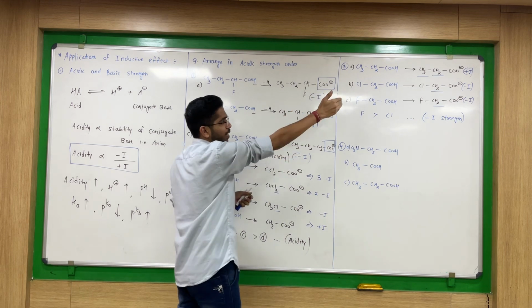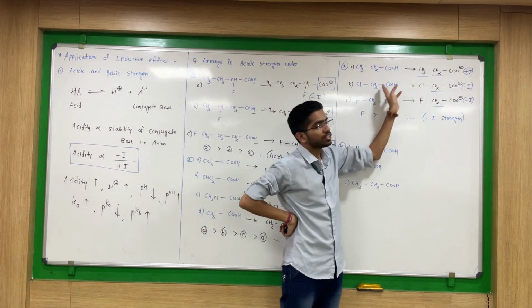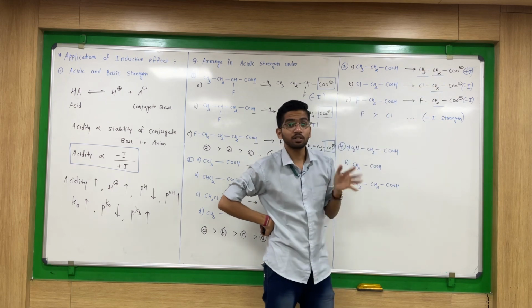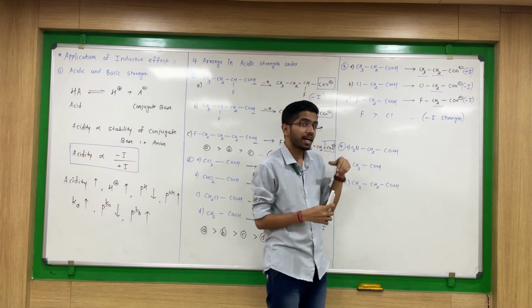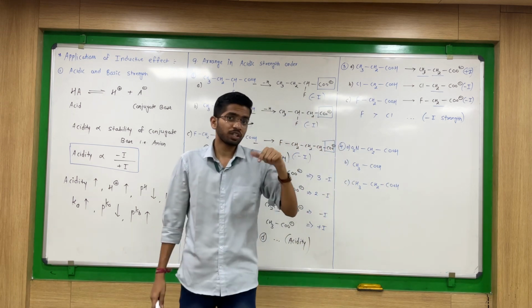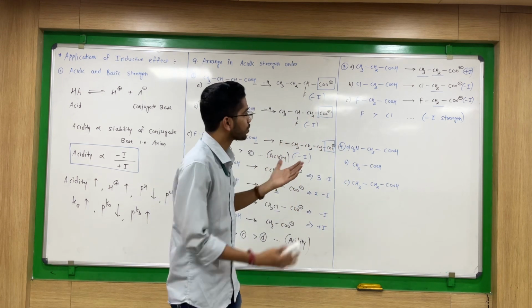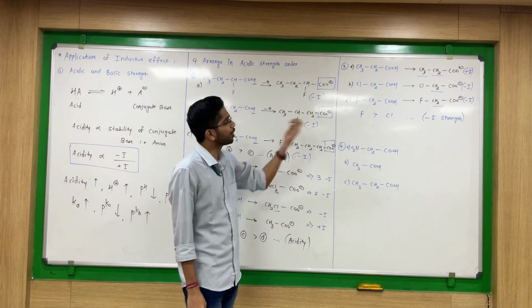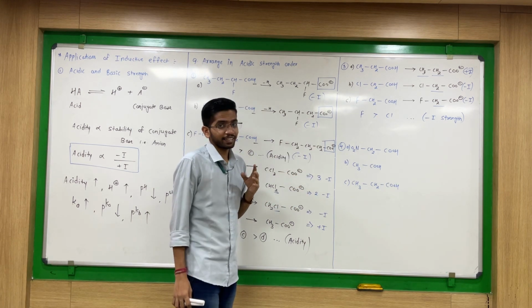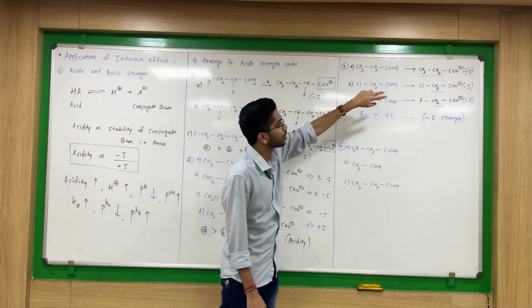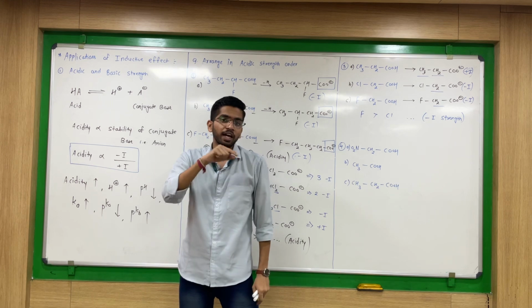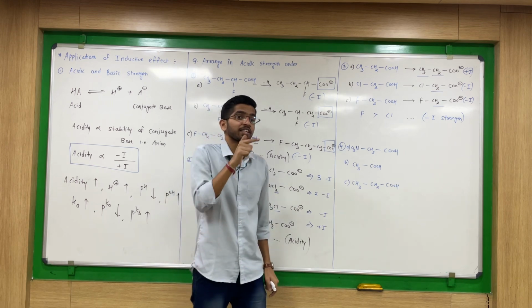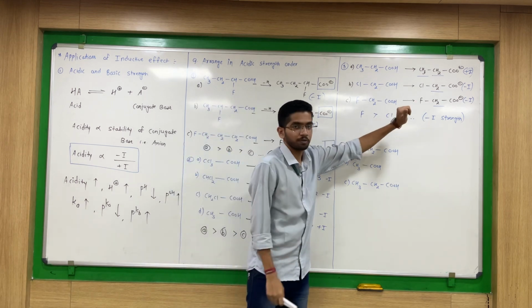CO minus, CO minus, CO minus. In all cases, CH3 is giving electron density, making it unstable. So A will be the least acidic. Second, B and C. In B and C, fluorine and chlorine both are making CO minus stable. Why? Fluorine is taking electron density, chlorine is also taking electron density. If both are taking electron density, both are making CO minus stable. Now I have to find out, either fluorine or chlorine, which one is making this CO minus more stable.